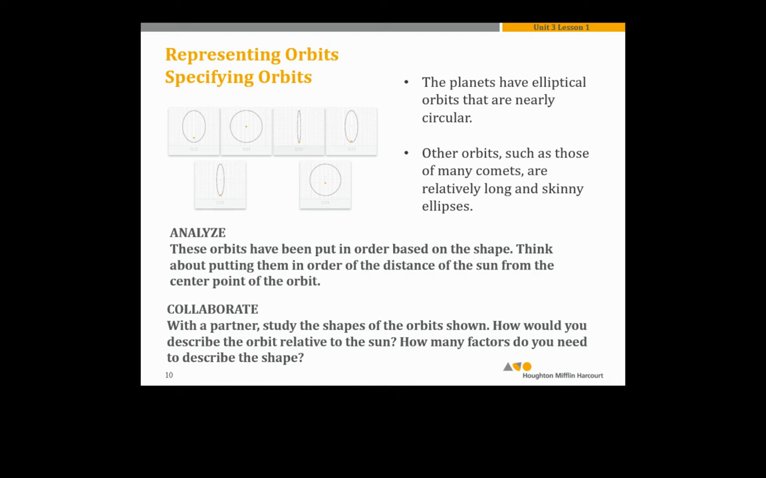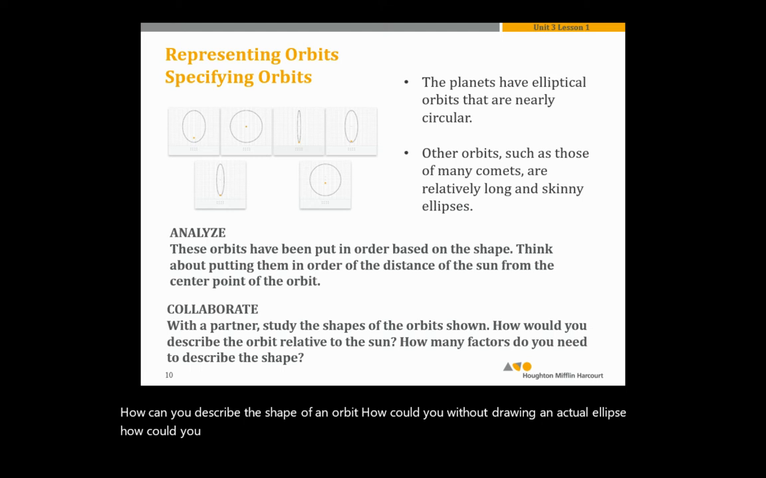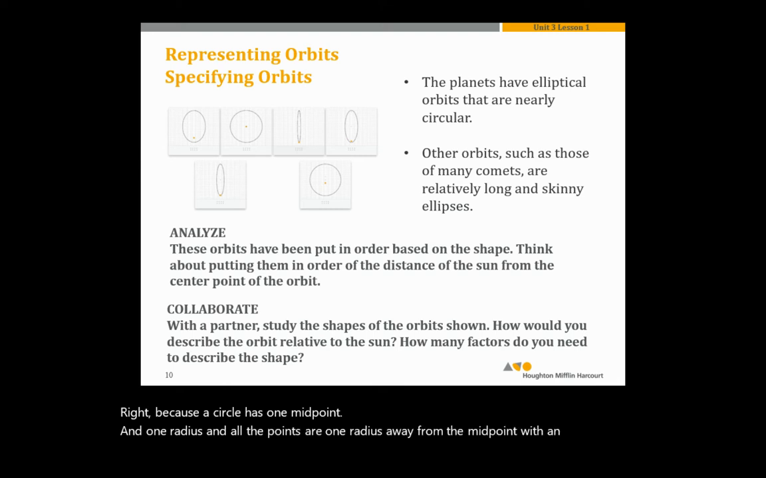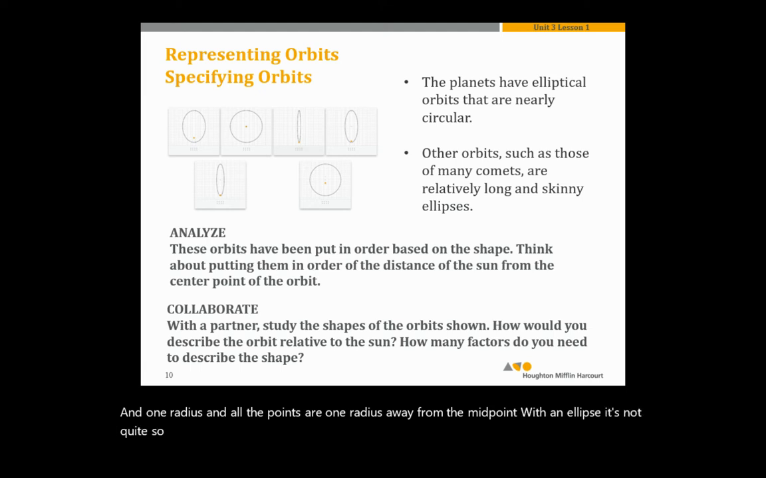How can you describe the shape of an orbit? How could you, without drawing an actual ellipse, describe precisely the shape of an ellipse to another person using numbers or words? Well, with a circle, it's really easy, right? Because a circle has one midpoint and one radius, and all the points are one radius away from the midpoint. With an ellipse, it's not quite so simple.